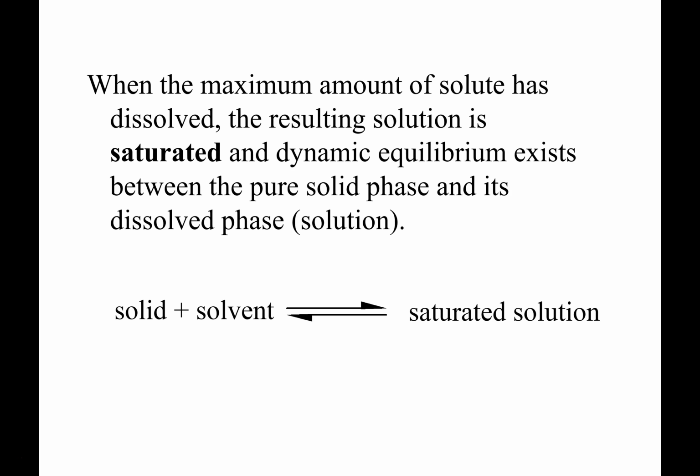Here we have a double arrow with the same length, which means the rate of dissolving is equal to the rate of precipitating. This is precipitating over here on the left. This is dissolving over here on the right. When those rates are equal, our solution is saturated, and we have the maximum amount of grams of solute per 100 mL of water that will dissolve.